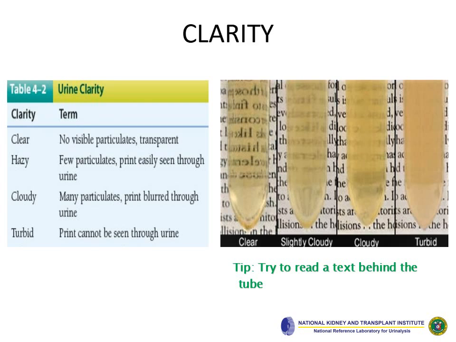Clear means transparent. Hazy or slightly cloudy indicates few particulates present, and print is still easily seen through urine. Cloudy indicates many particulates present, and the print is blurry. In turbid specimens, print can no longer be read. Clarity provides a key to the microscopic examination results because the amount of turbidity should correspond with the amount of materials observed under the microscope.